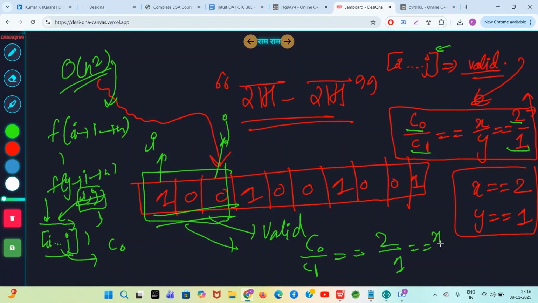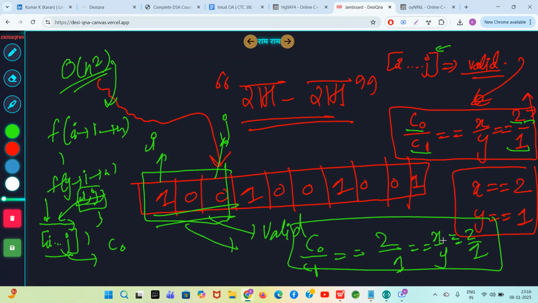Guys, 2 by 1 is equal to x by y, and x is 2 and y is 1. So guys, see, the same answer is coming. Sometimes the equation might not be reducible, so you need to be careful. If x was 24 and y was 12, even then this trick should work. Why? Because what is x by y?